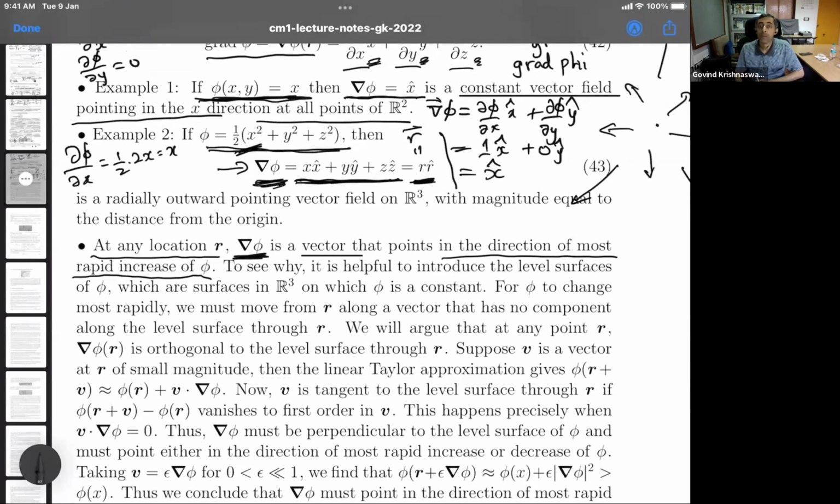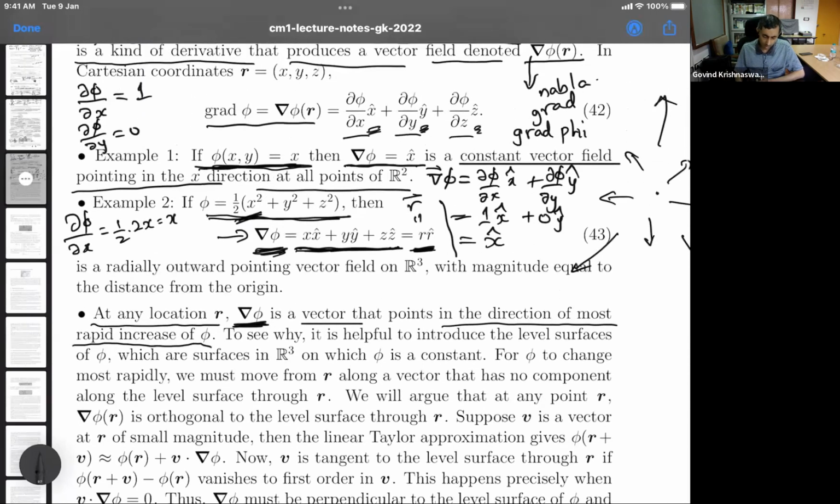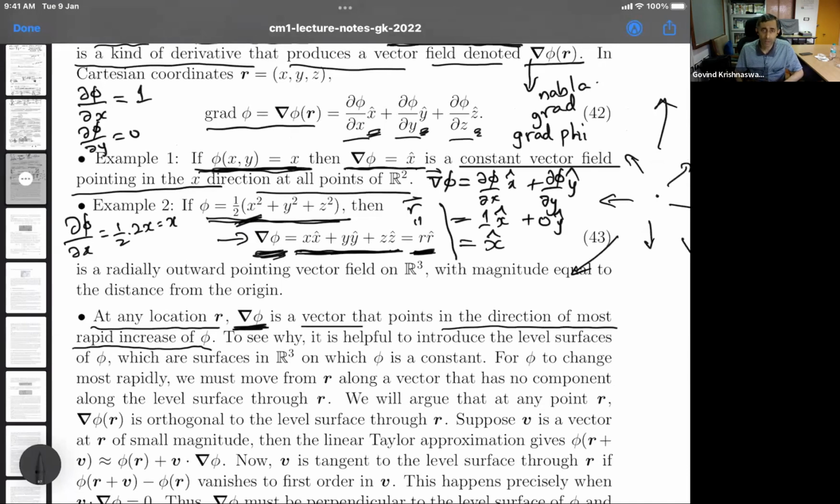Let us verify this statement in the two examples we've looked at here. In the second example, this was our function phi. We notice that this function phi is constant on what? Please advise me.